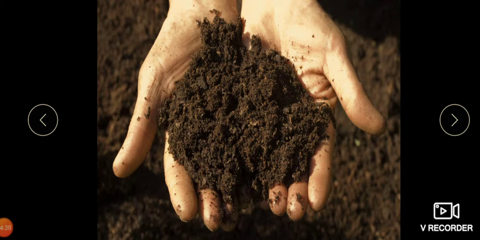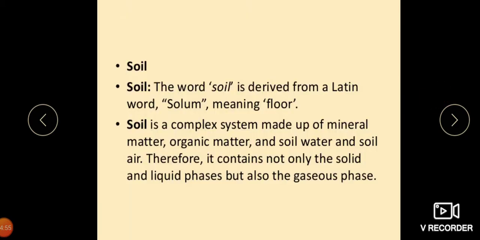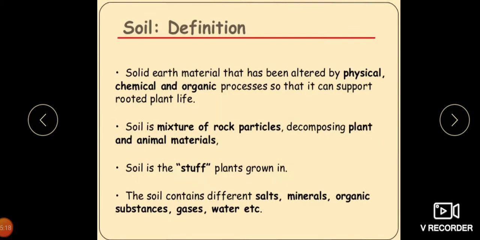This is just an introductory part. So now let us move on. What is meant by soil? What is soil then? I have to know what is soil. The word soil is derived from a Latin word solum meaning floor. Soil is a complex system made up of mineral matter, organic matter, and soil air. Therefore, it contains not only the solid and liquid phases but also the gaseous phase.